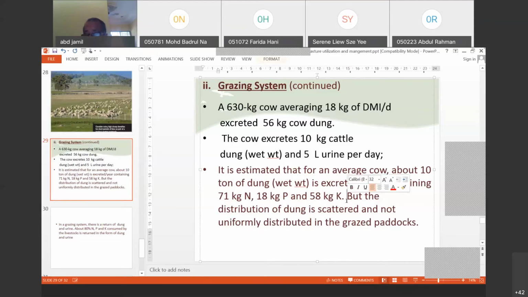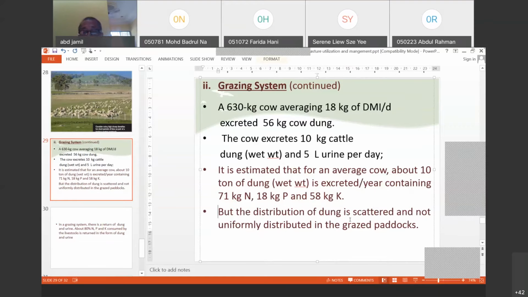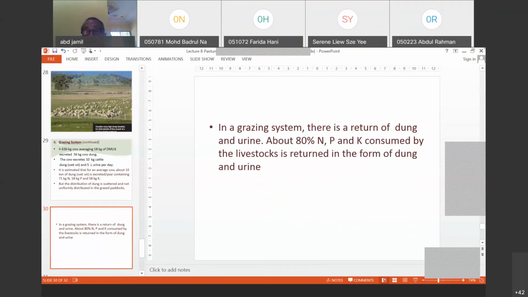It's all right. This is not a serious problem. Just a note here. So you can imagine the return of dung and urine is about 80%. 80% consumed is returned back to the soil. And of course, as I mentioned earlier, the microbial content is very high in the intestine. So the excreta contain a lot of microbes as well. So the work of microbes actually contributed a lot to the nutrient content of your dung.